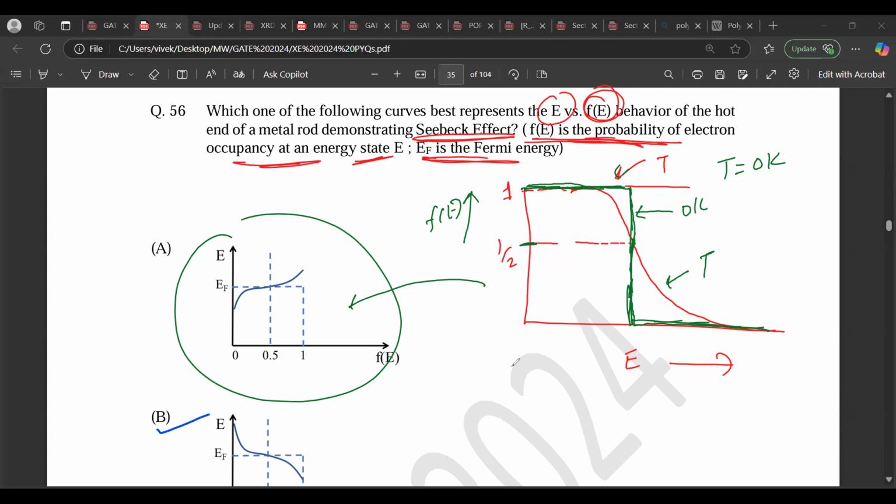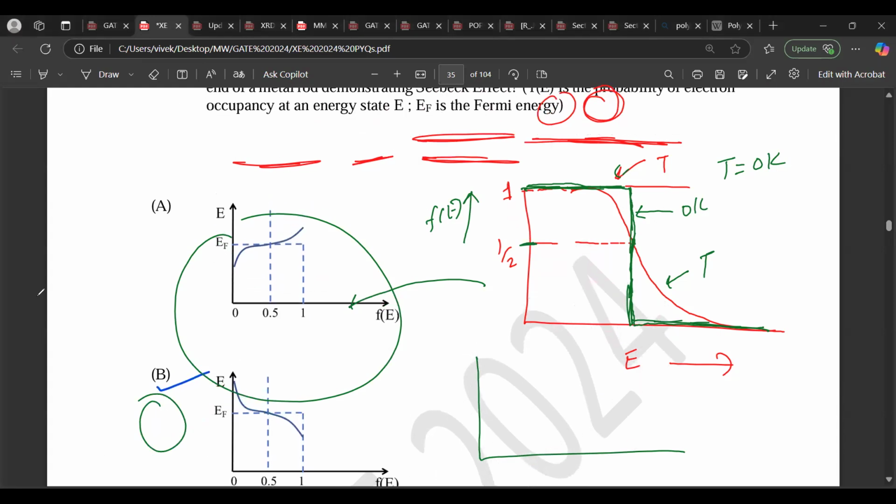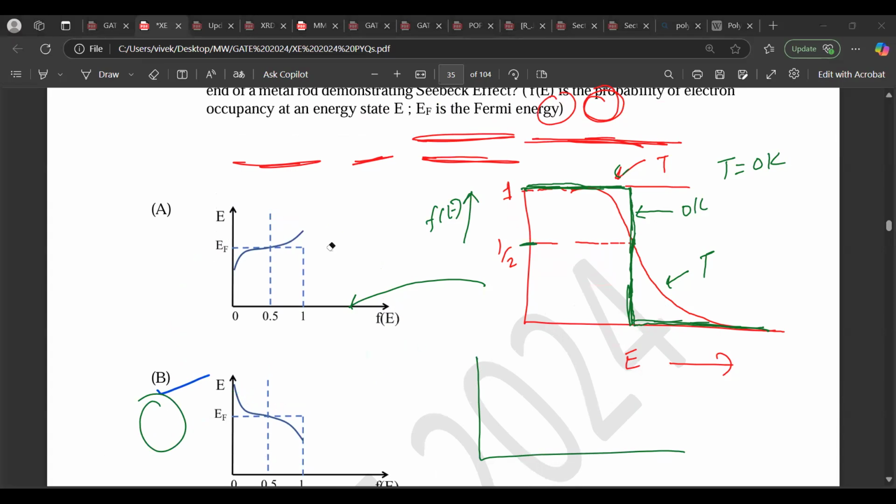If you rotate this, you'll find this answer. What is this answer telling you? What is this? 50% probability at EF. 50% probability. Let me change color. Which color should I choose? Green is okay. 50% probability at EF.